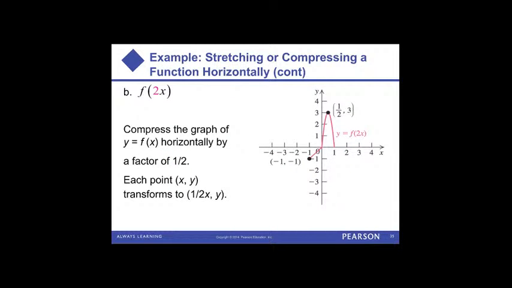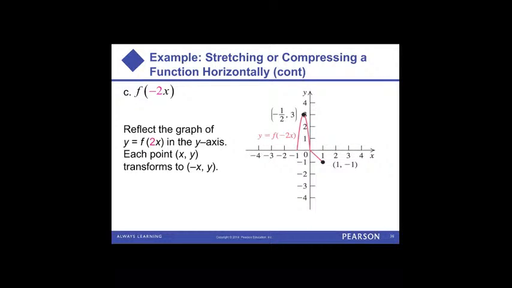So then the second one, we said a horizontal shrink by a factor of a half. Again, if you divide by 2, you get a half. So then we multiplied the inside by a negative, so it flipped horizontally across the y-axis. And then we still did the horizontal compression by a factor of a half.